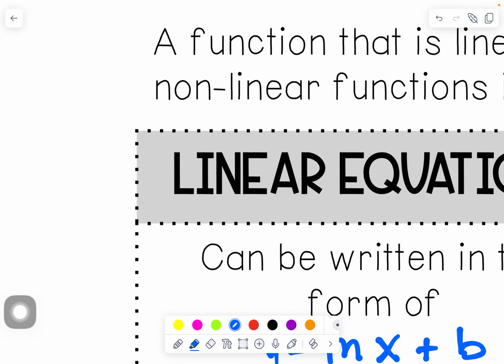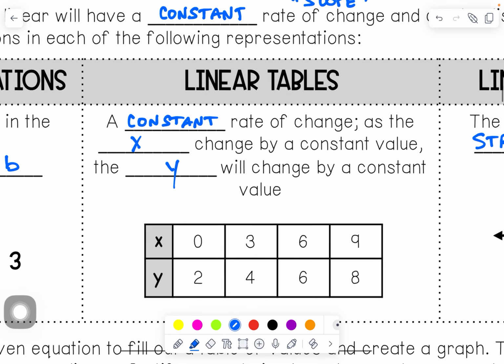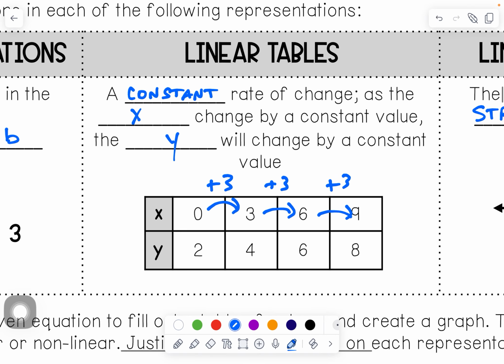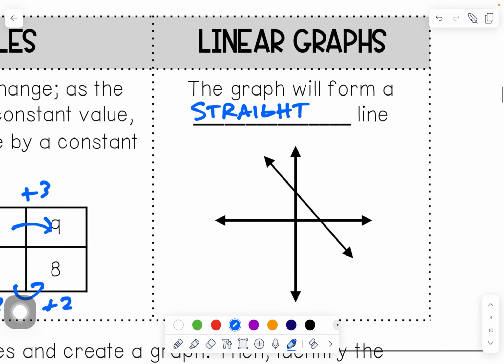Keep in mind, I highlighted the title, linear line, which tells us straight line. A linear table has a constant rate of change, which means that as the x number changes, look how the x number is adding 3 every time. It's consistent. The y number is adding 2 every time, consistent. That means it's linear. And if it's a graph, we can tell because it's a straight line.